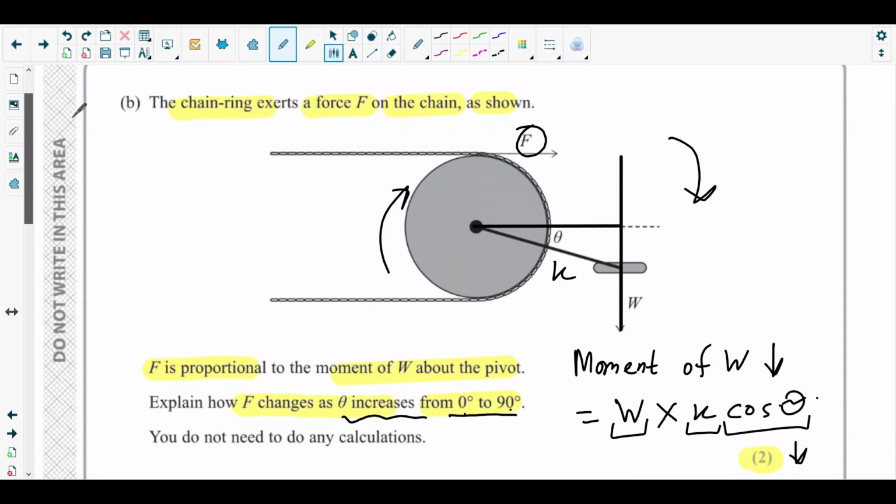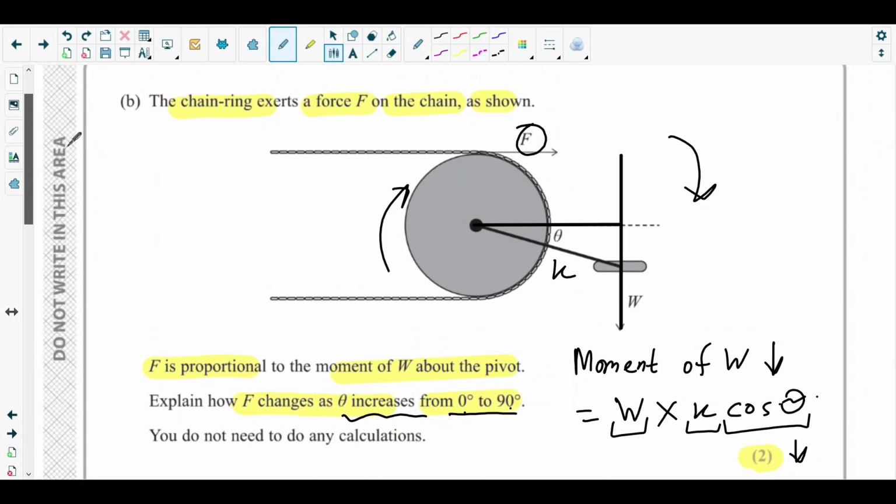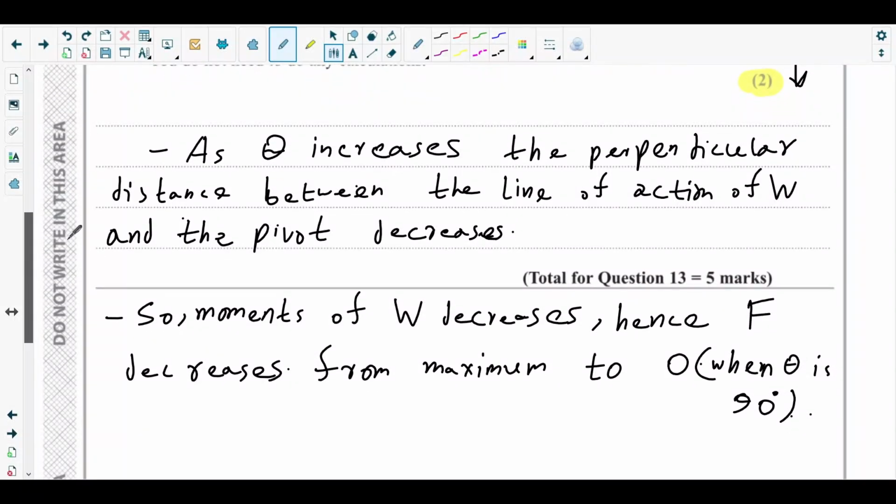Fine. So that's what part B of question number 13 has asked for. Fine.